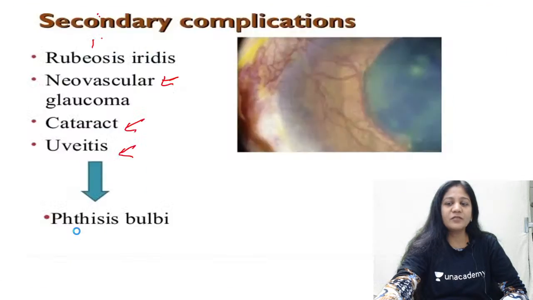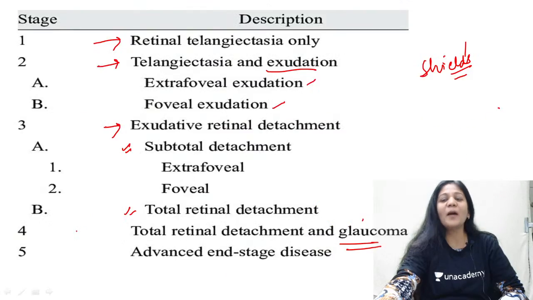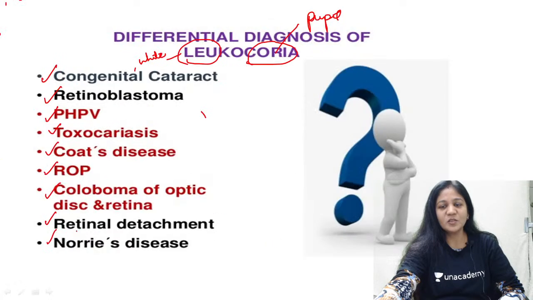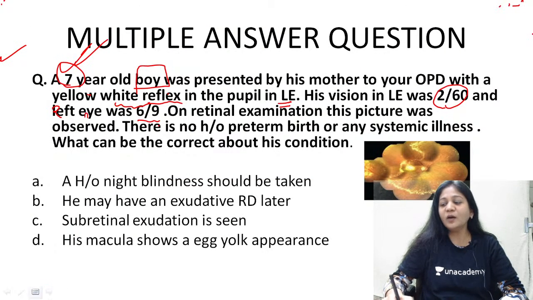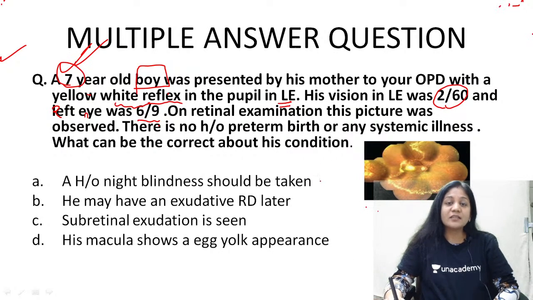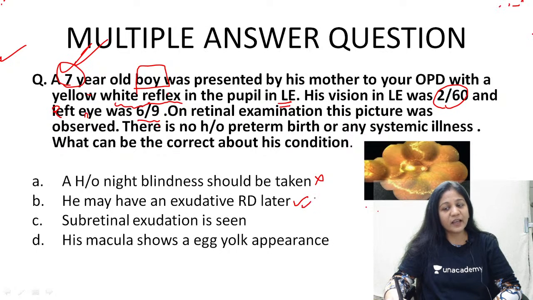Okay, now after this whole discussion about Coats disease, let's go back to our question and try to solve this again. Now anybody who can answer my question? So we now know that this is Coats disease. Do you think that a history of night blindness should be taken? Do you think it is important? Night blindness, guys, is important in cases of retinitis pigmentosa or other degenerative disorders, but this is not absolutely related to it. He may have an exudative RD later, guys. Yes, this is a correct statement, because Coats disease may have an exudative RD in stage 3.